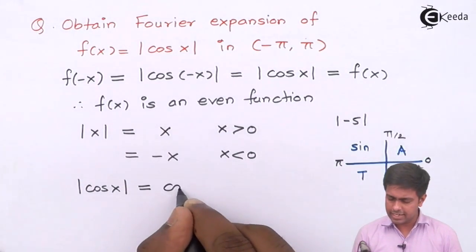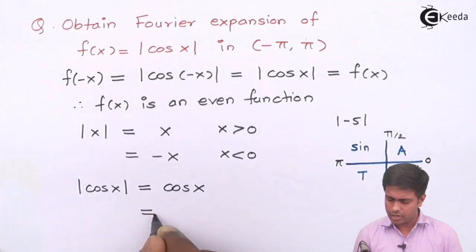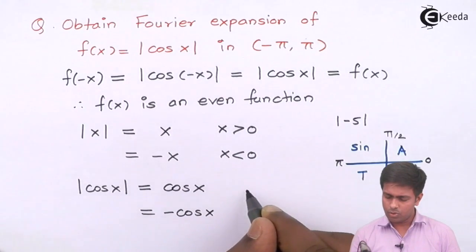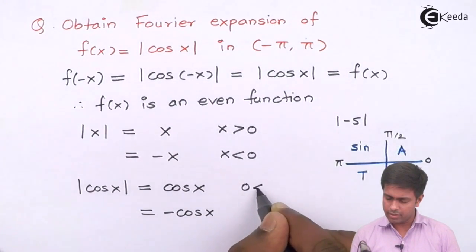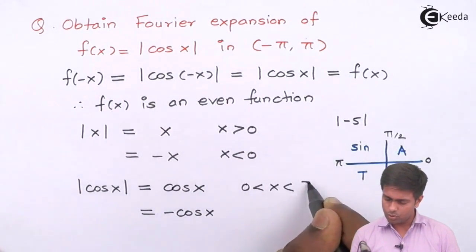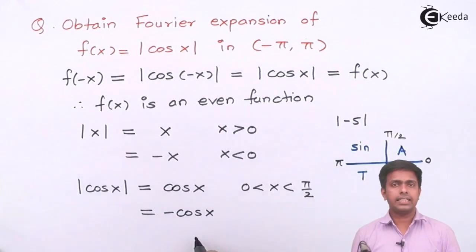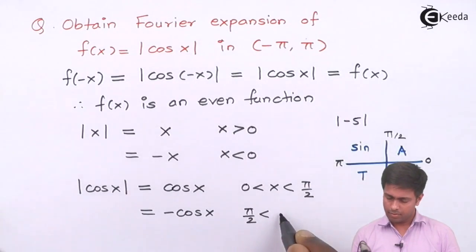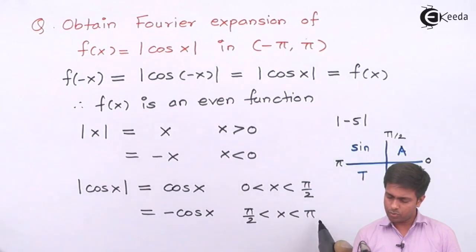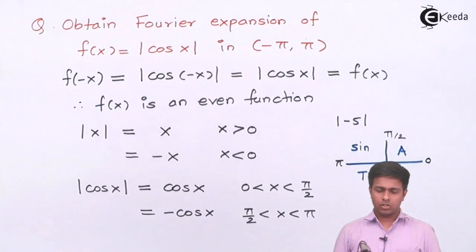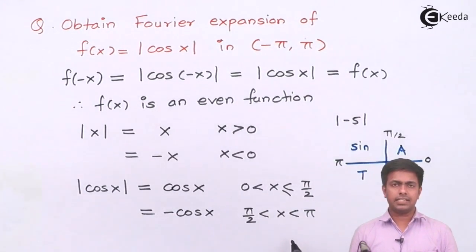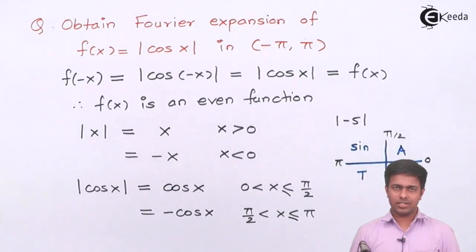So therefore I can say that this cos will have two values, cos x and negative cos x. The first value applies when x is between 0 to pi by 2, and the second value when x is between pi by 2 to pi. So guys, here it means that cos x will have two values.